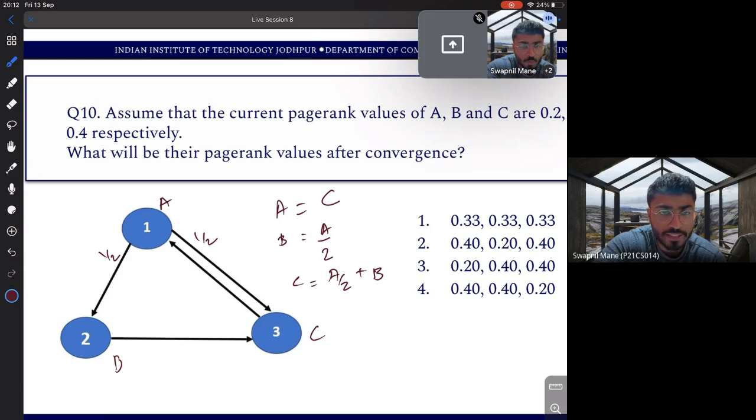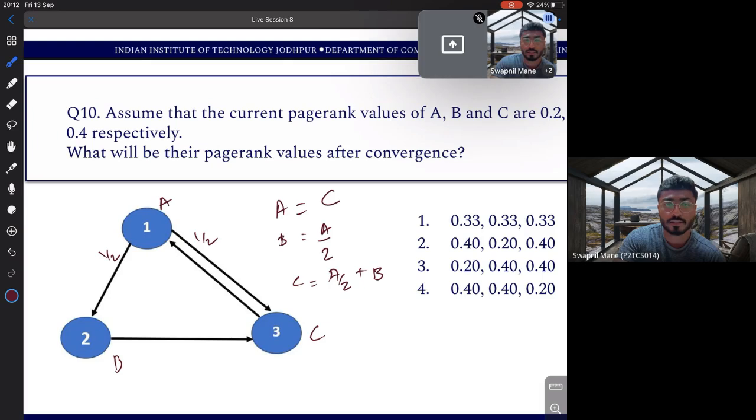C has two incoming edges, which are from A node and B node. From A we are getting half of the contribution from A, which is A divided by 2, plus B's whole contribution. Yeah, it's correct. Let's move to the Excel sheet.